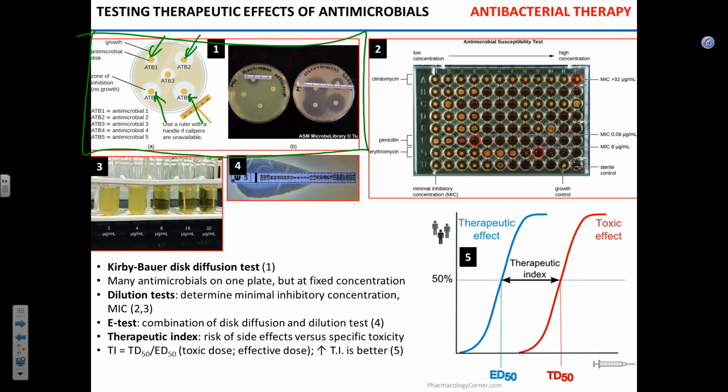But remember, each disc has a fixed concentration of the drug, which is usually clinically relevant. So you can say that, I don't know, this one is much less effective than this one against Staph aureus. Okay, and this is what? That's Pseudomonas. You see, only this drug is moderately effective. This is often used. It's a fairly simple method. It's used in the hospitals for the so-called antibiogram.